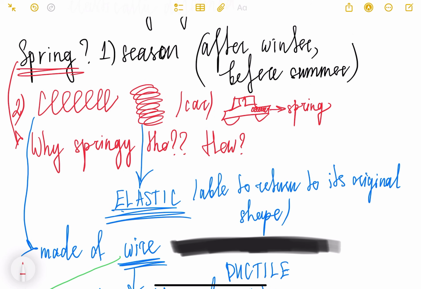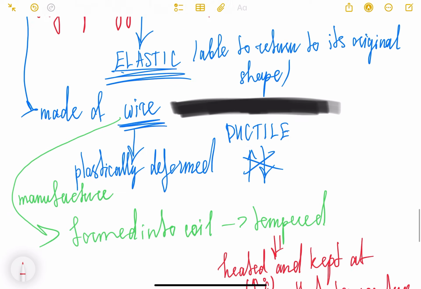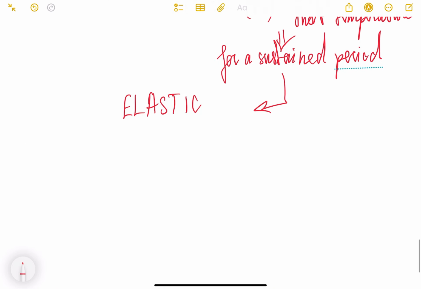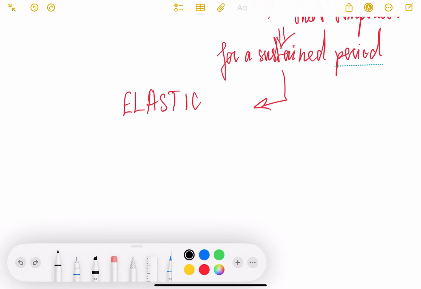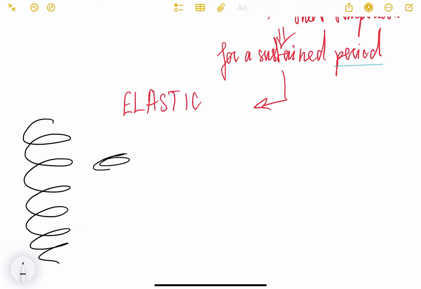So in this paragraph, we learned about why a spring is springy. Springy means the wire can turn back into its original shape, right? The wire was like this. Then turning into this. Then turning into this. This is what is springy.